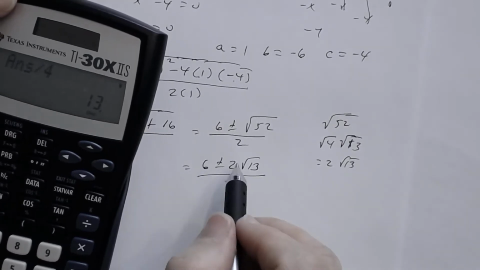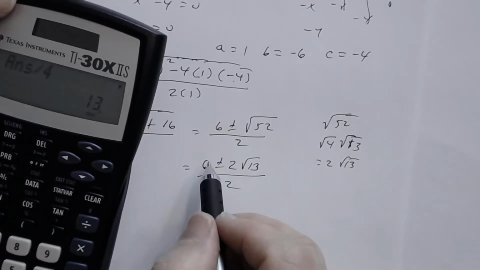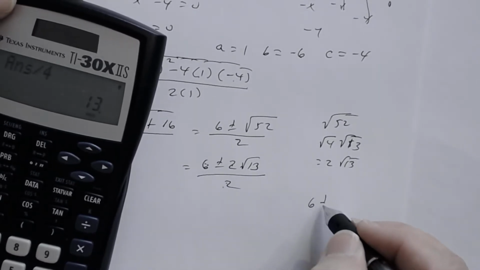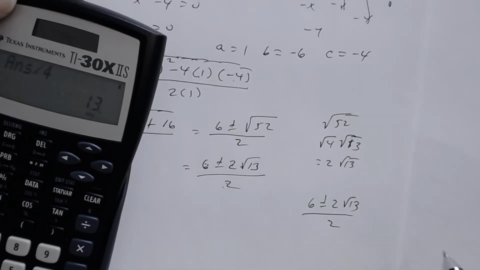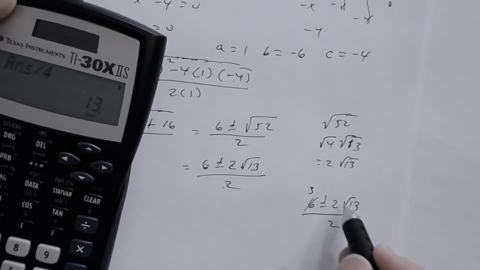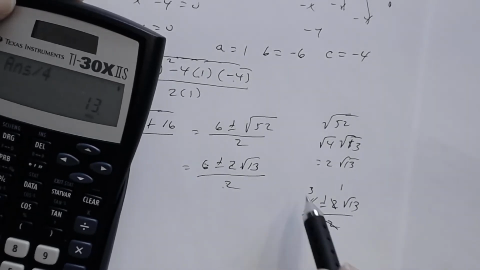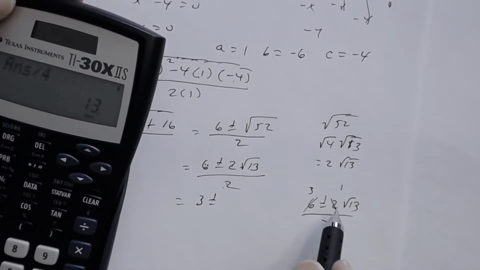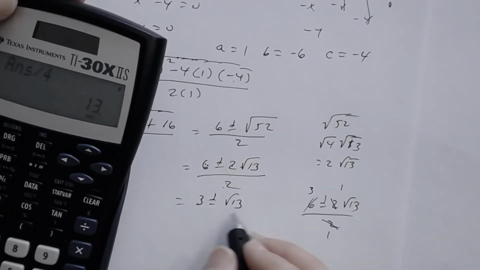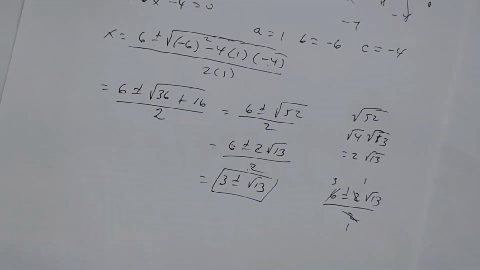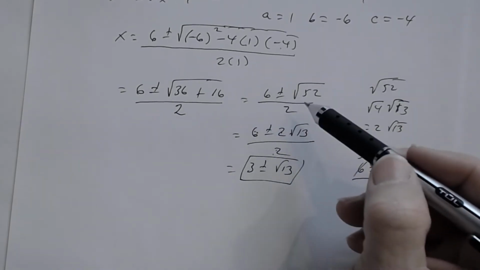Now you can reduce. 6, 2, and 2 are all divisible by 2. I'm going to go ahead and rewrite this. 6 divided by 2 is 3, 2 divided by 2 is 1, 2 divided by 2 is 1. So this becomes 3 plus or minus 1 square root of 13, which is just the square root of 13, and then divided by 1, which means this. So there's your answer.